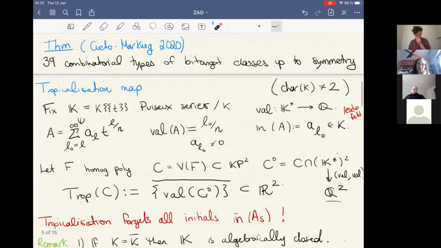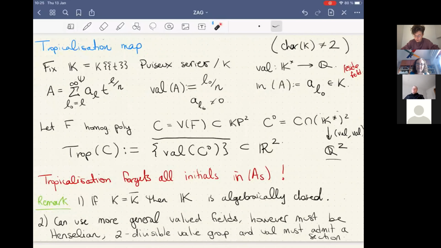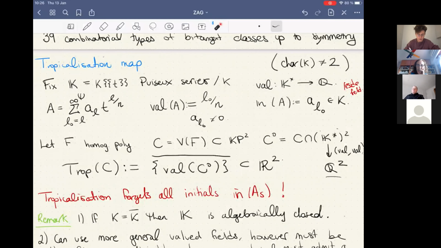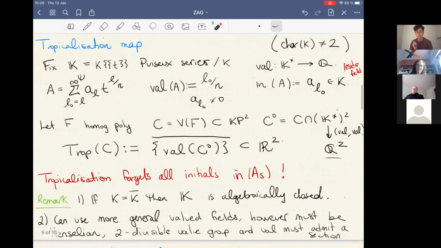So just two more remarks. If the residue field little k is algebraically closed, then our field of Puiseux series is algebraically closed. So the first statement about the number of bitangents, if I work over the field of Puiseux series with complex coefficients, for example, should always have 28 bitangents. And the second remark is that for what we do, we can use more general valued fields, but we need them to be Henselian, 2-divisible. So that rules out the straight up p-adics. We would need to make some modification because the value group of the p-adics is just Z, so we can't divide by 2 in the integers. And the valuation must admit a section.